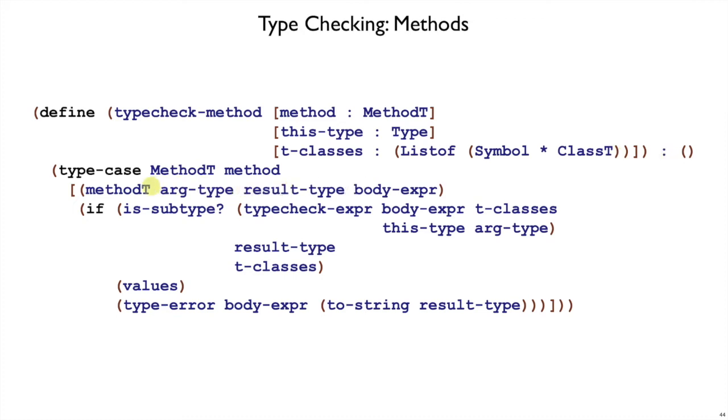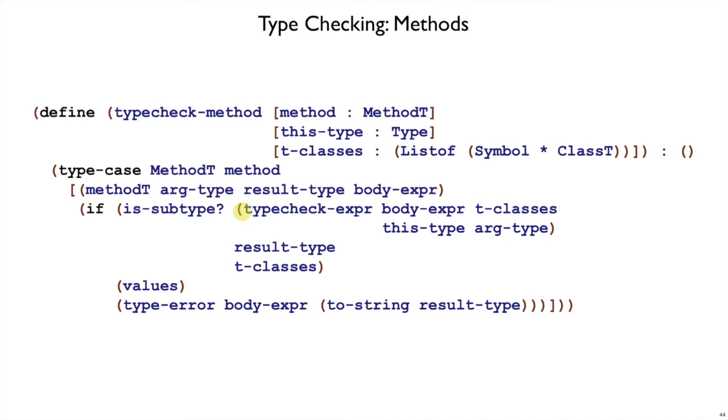So for a method declaration with a declared argument type and a declared result type, then we've got a body expression. And what do we do with an expression? We type check it using Typechecking on that body expression, and as usual the list of classes, the this type we pass along because that's the type for this if it appears anywhere in body, and arg type. We use the declared arg type in case anywhere in this body expression arg is used. When we do that, we get a result for the body expression.